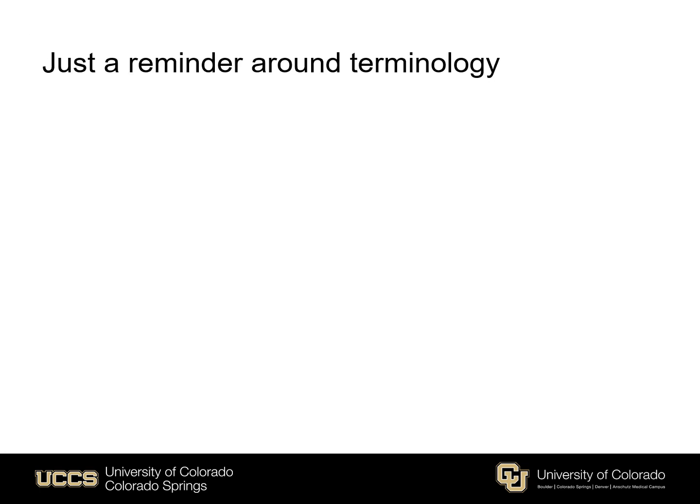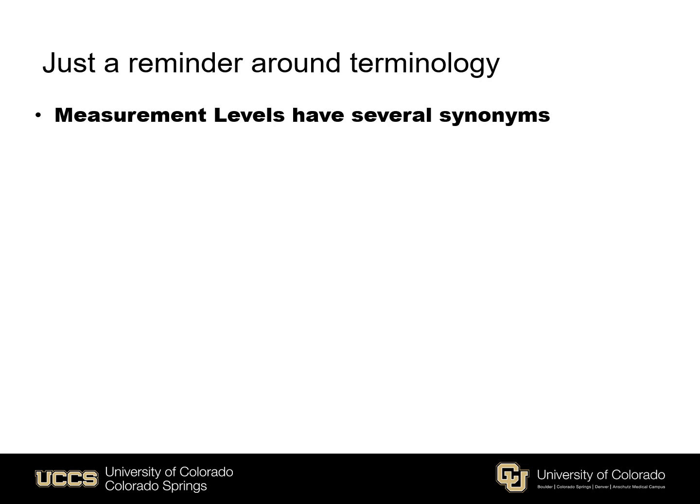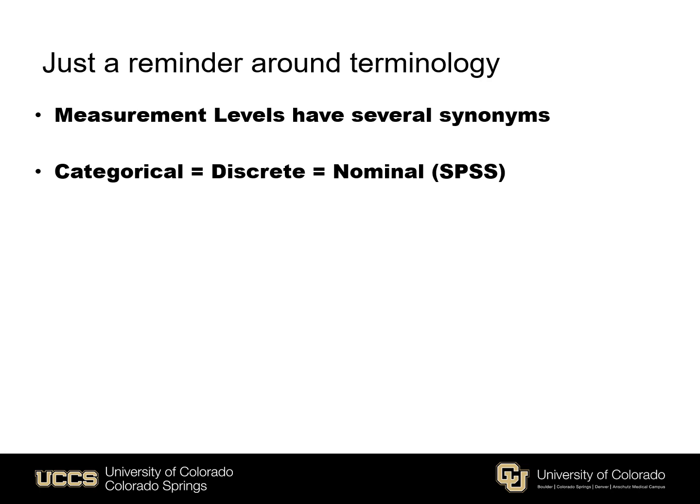I'd like to pause here and just provide a reminder around terminology, and that is because measurement levels have several synonyms. So as you saw on the last slide, categorical, discrete, and nominal are all referring to the same type of variable. But I'm flagging it here because often I will use the term categorical, whereas SPSS will use the term nominal.